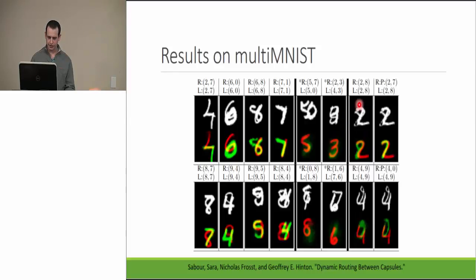And then this last test case is where the network actually got the prediction incorrect. In this case, there's a 2 and an 8 in this image, but the network confused it for a 2 and a 7. In this case, there's a 4 and a 9 in the image, but it confused a 9 for a 0.